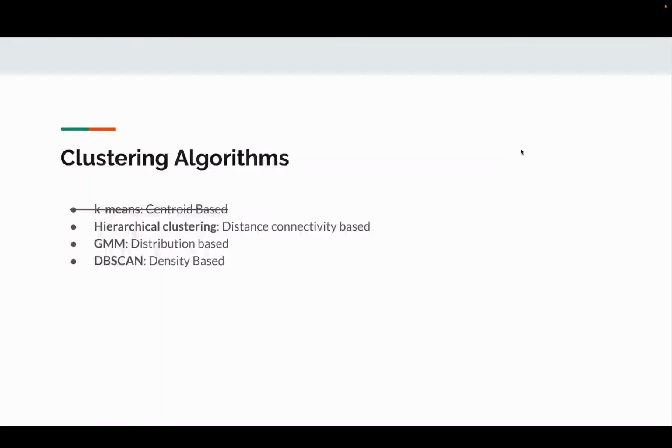Hi, in our lecture, we discussed the K-means and K-mode clustering algorithms. So today we'll be discussing three other algorithms. One is hierarchical clustering, then the Gaussian mixture model, also known as GMM, and the third one is DBSCAN.